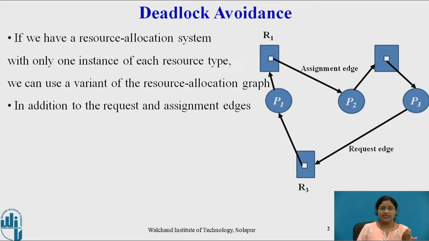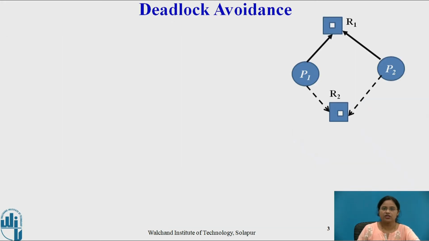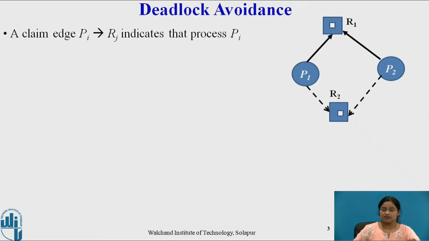So, here in the resource allocation graph, to avoid a deadlock, along with the assignment edge and request edge, one more edge is added, that is called a claim edge. So, in addition to the request and assignment edge, there is a new type of edge called a claim edge. That claim edge is shown by a dashed line. So, how is this shown?